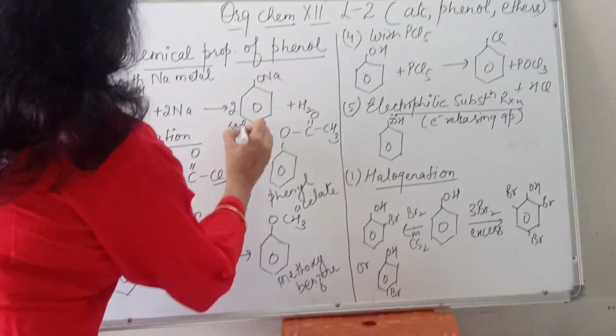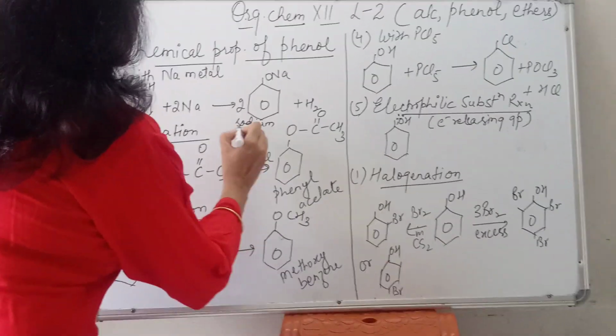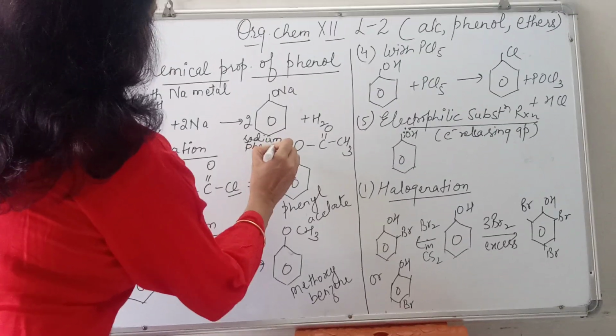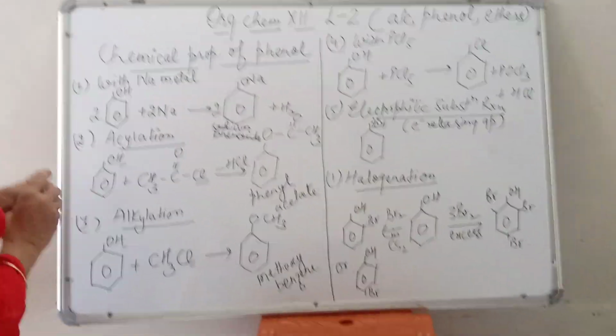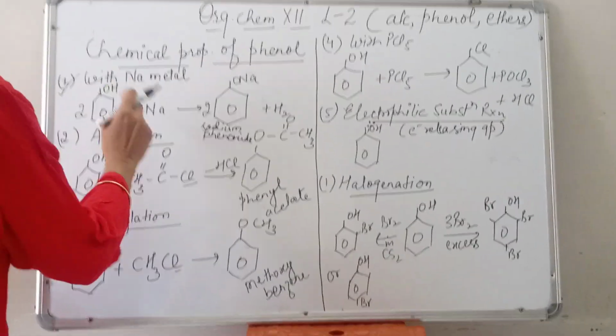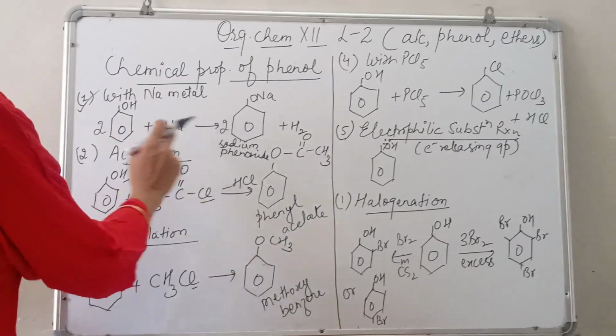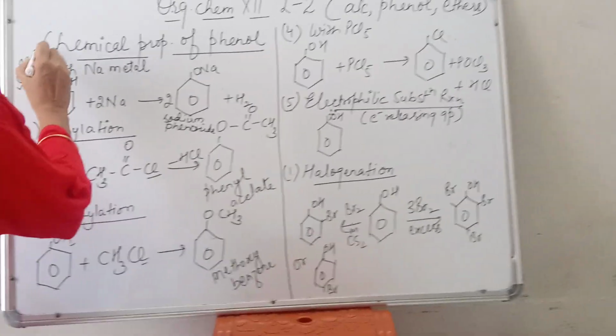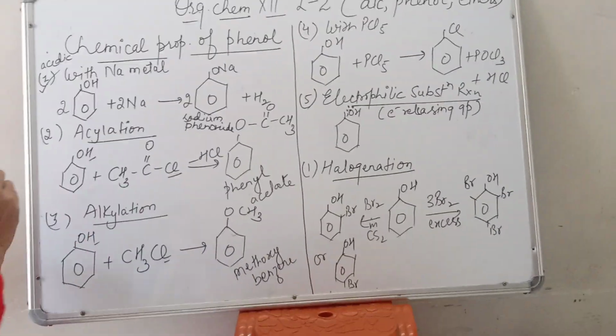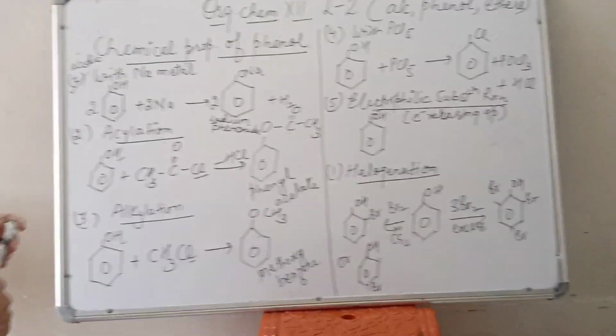This is sodium phenoxide. C6H5ONa is sodium phenoxide. Now, as with active metal, this compound phenol is producing hydrogen gas, so it is acidic in nature. So this equation is telling the acidic nature of phenol.